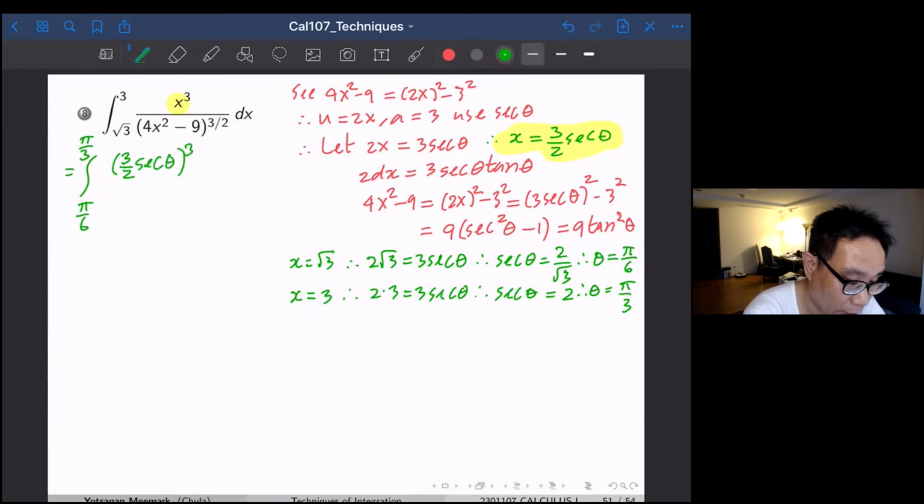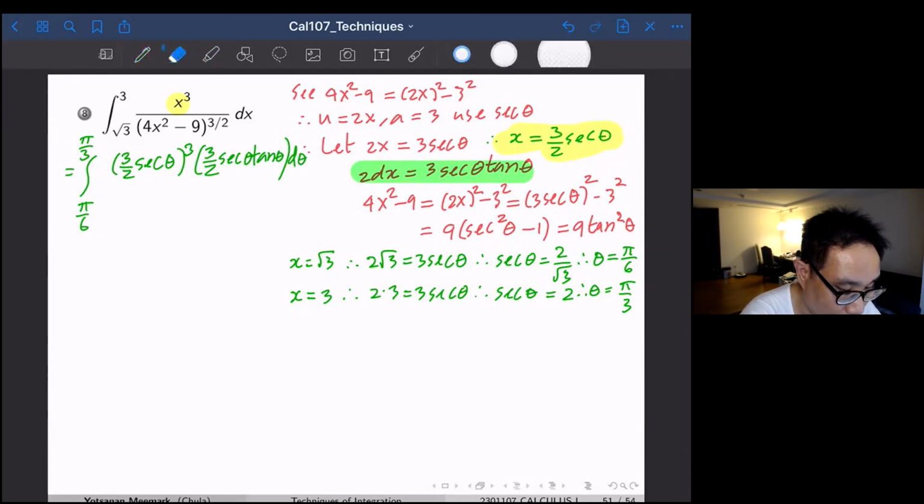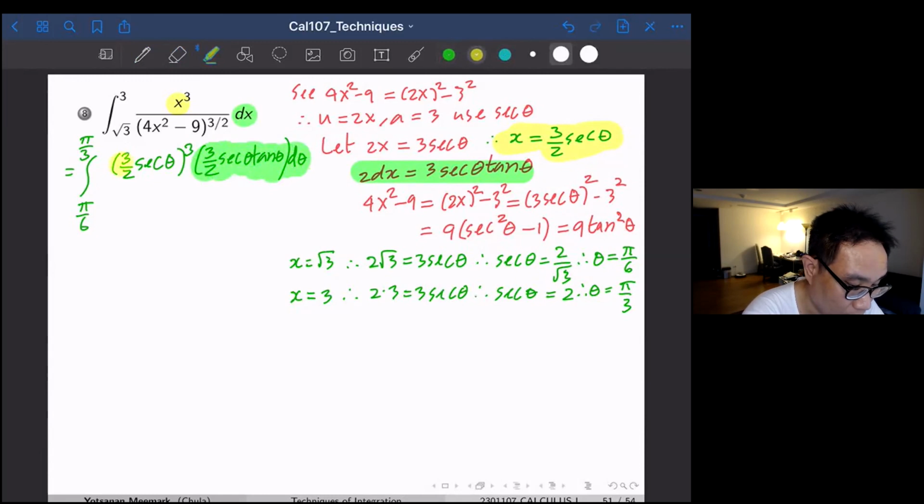And for dx, where's my dx? My dx is here. My dx will be 3 halves sec theta tan theta d theta. So you have dx equal to that. Let me also give you some color.